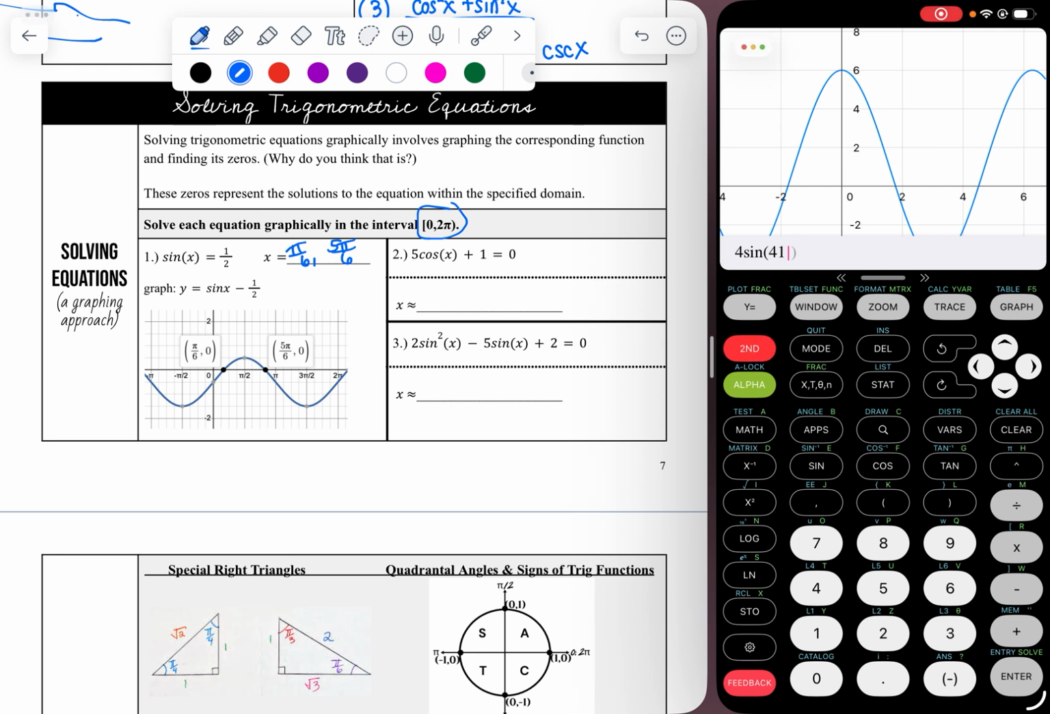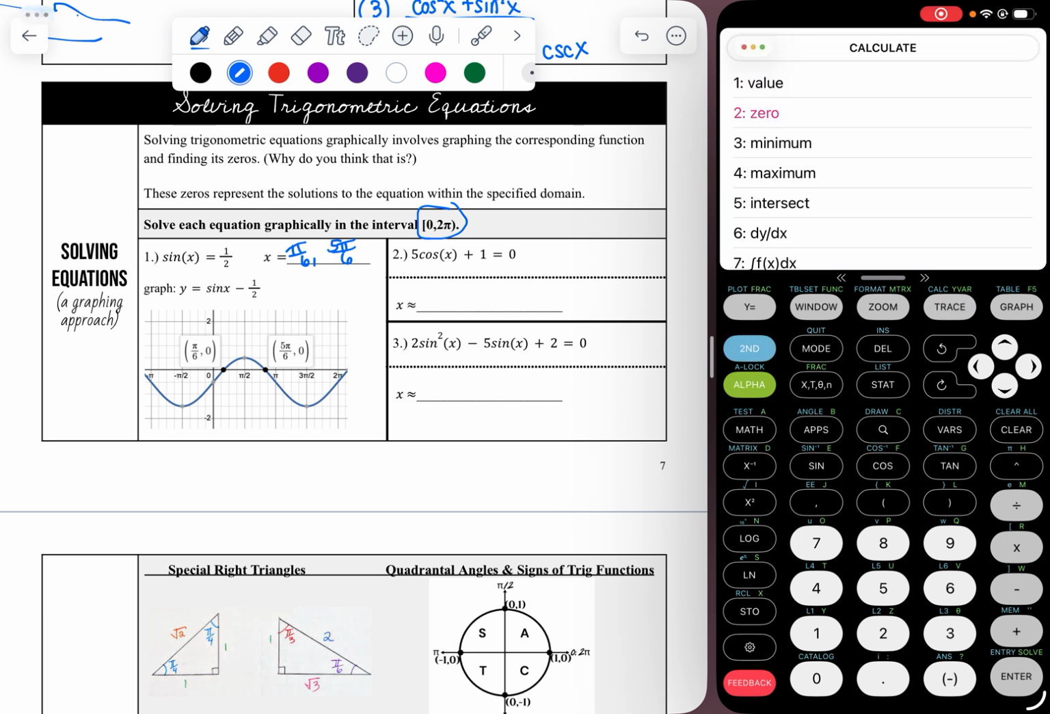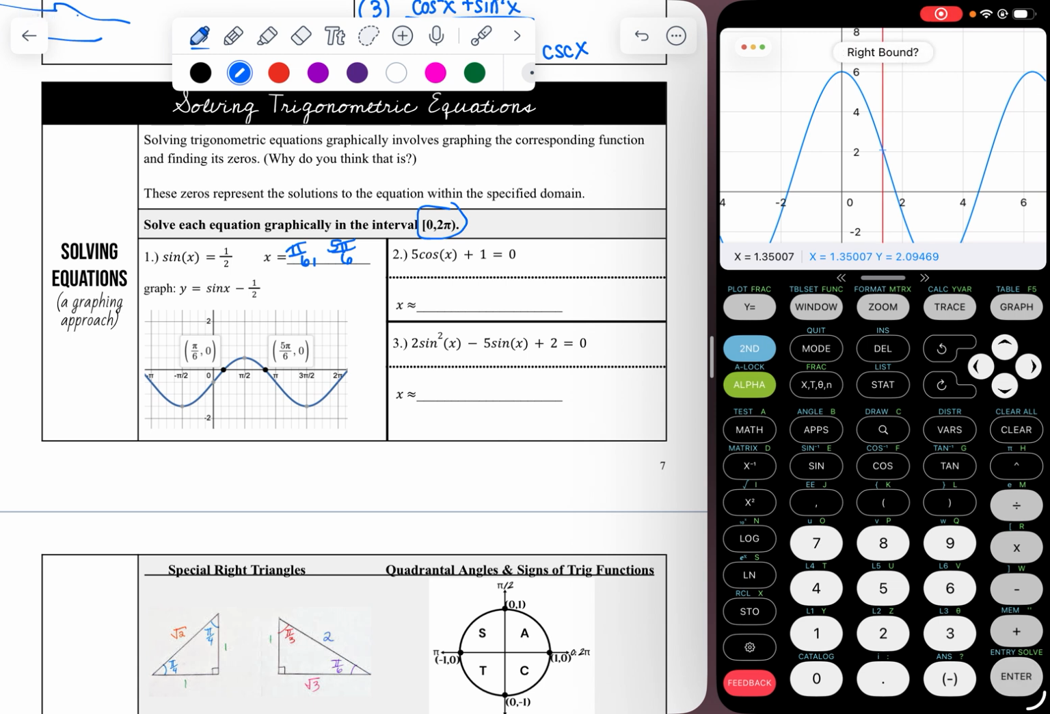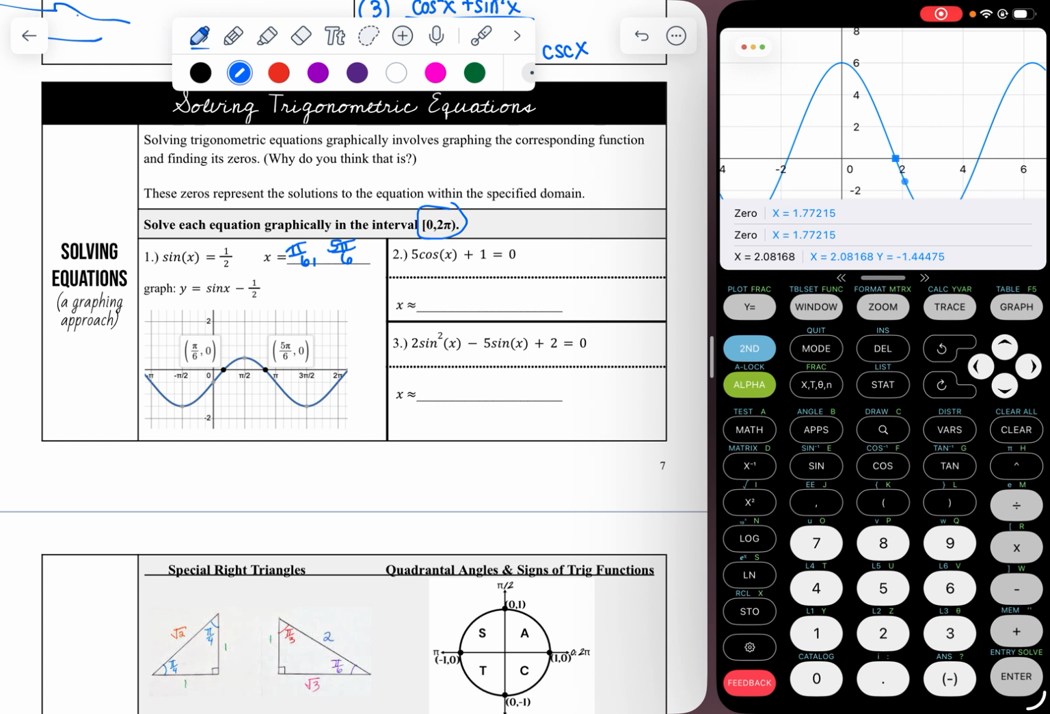Remember, to find them, we can hit second calc and choose the 0 feature and then give it a left bound. So for this first x-intercept, that's a good left bound. There's a right bound. On the physical calculators, you'll have to actually hit enter a third time for the guess. And you get that first value there. The first 0 is 1.772 if we round to 3 decimal places.